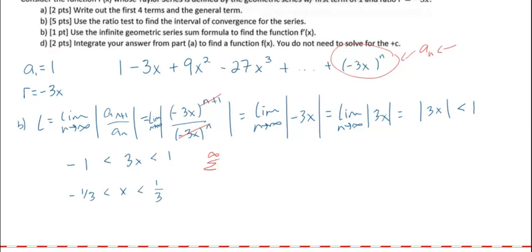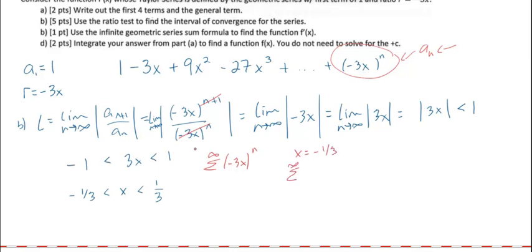But sigma to infinity of negative 3x to the n. And I need to check the endpoints. So what I'm going to do is plug in this for x and then this for x, and I need to check to see what happens. So x equals negative 1/3.